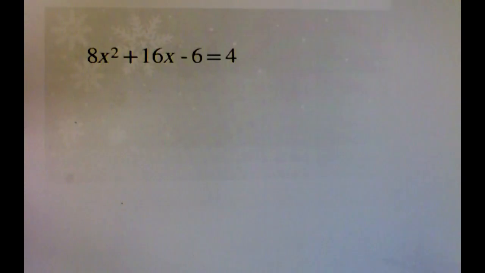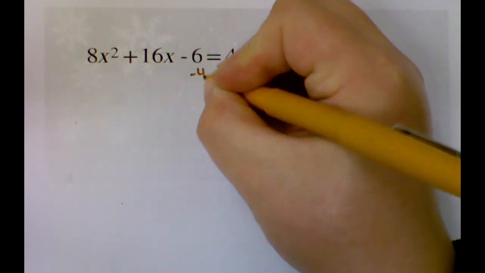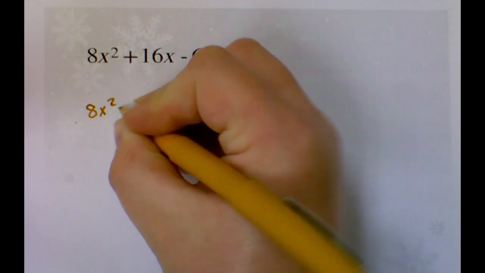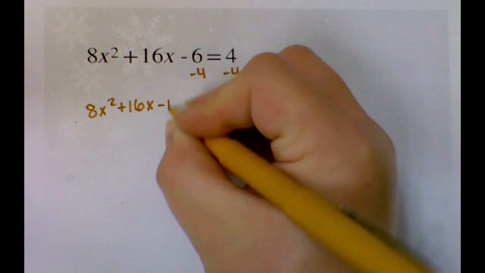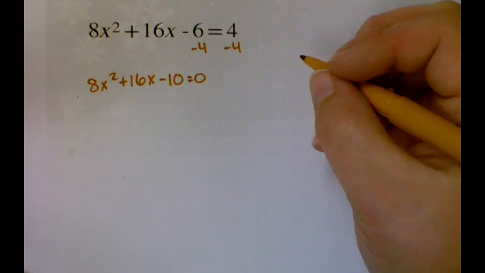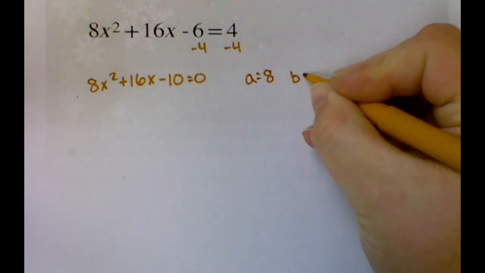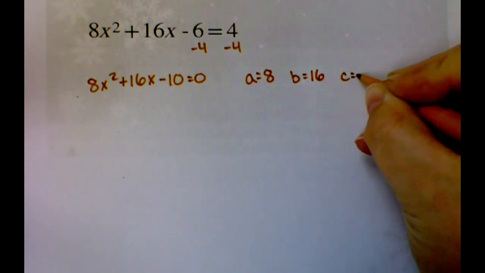Factoring may not. All right, for this next one, we're going to start by getting it equal to 0. So I'm going to subtract 4 off both sides. I get 8x squared plus 16x minus 10 equals 0. We're going to practice with the quadratic formula. I'm not even going to try to factor.